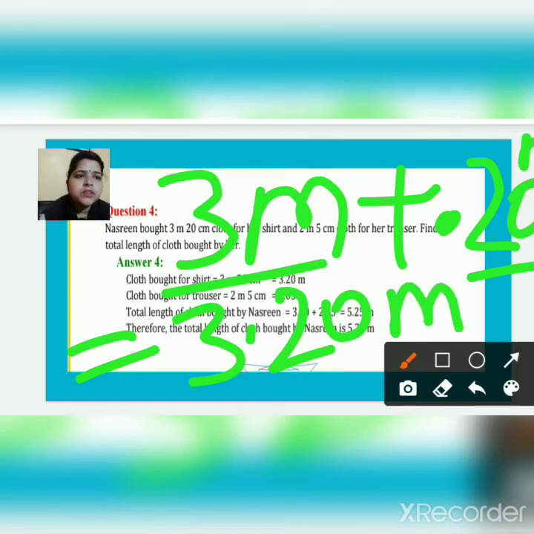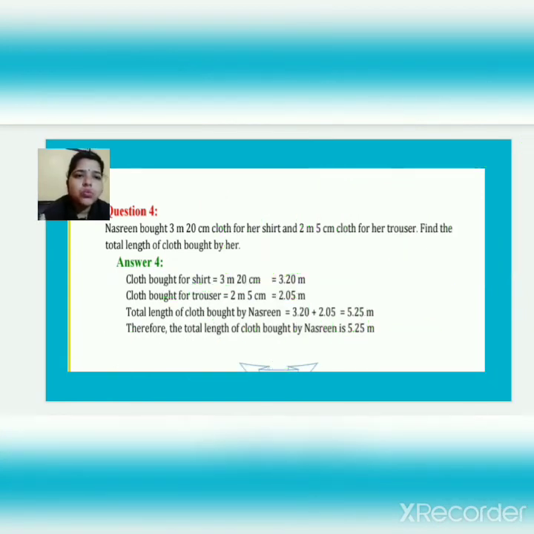In the same way you will convert 2 meter 5 centimeter, and whatever answer comes, you will add it with 2 meter. So our answer will become 2.05 meter. Both the clothes will now be in meter, and the total length of cloth brought by Nasreen will be 3.20 plus 2.05, which equals 5.25 meter. So the total length of cloth brought by Nasreen is 5.25 meter.